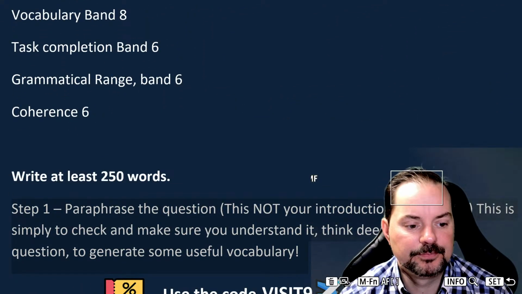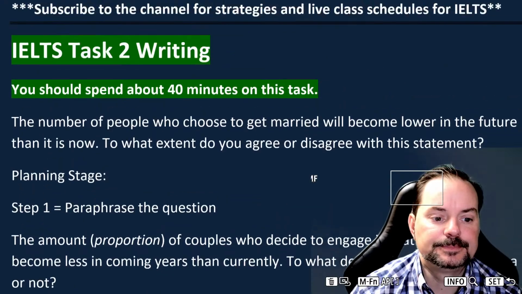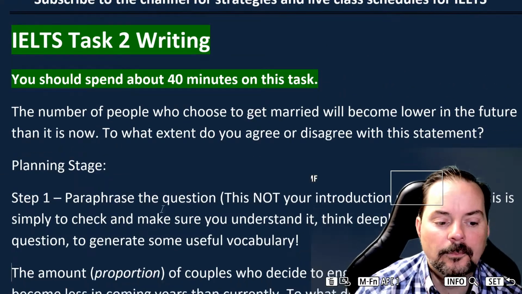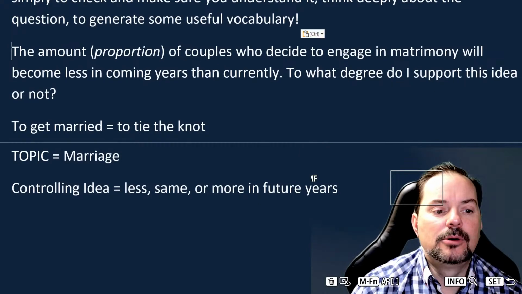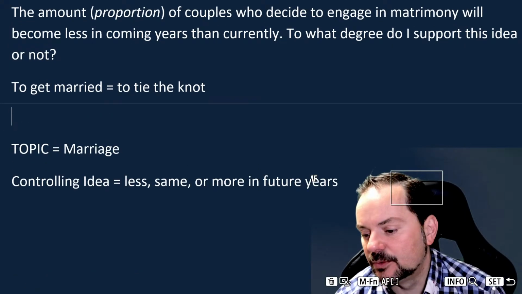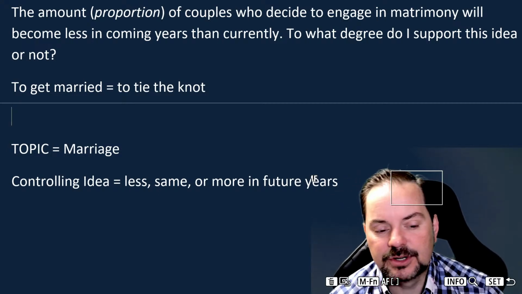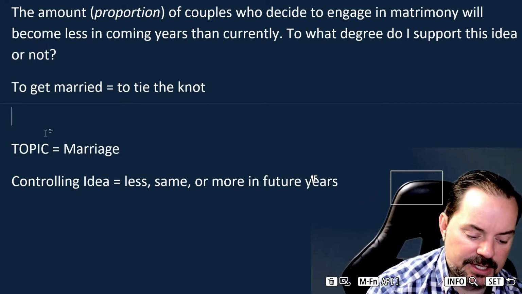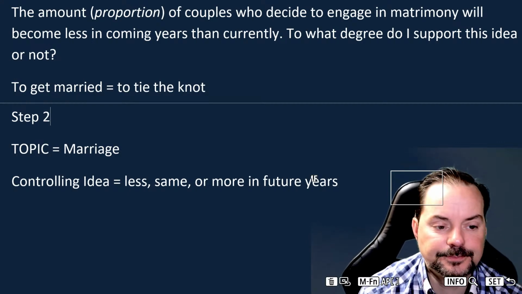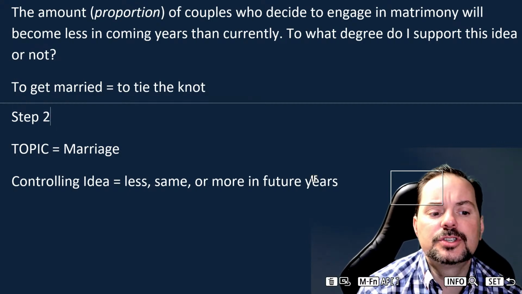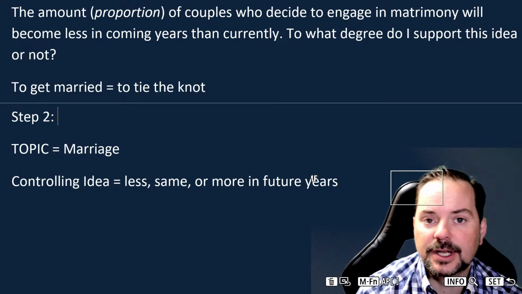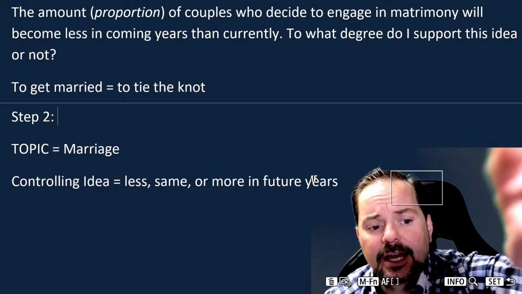Let me just copy that. All right. So now that we have step 2 and we figured out, and the reason I didn't wait here is because I think that you understand what the topic and the controlling idea really is here. Students, you should never write an essay before you clearly identify the topic and the controlling idea. It's a really bad idea to do that.